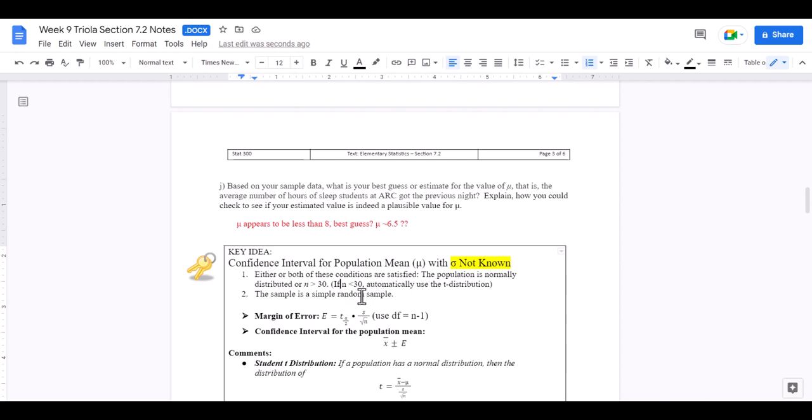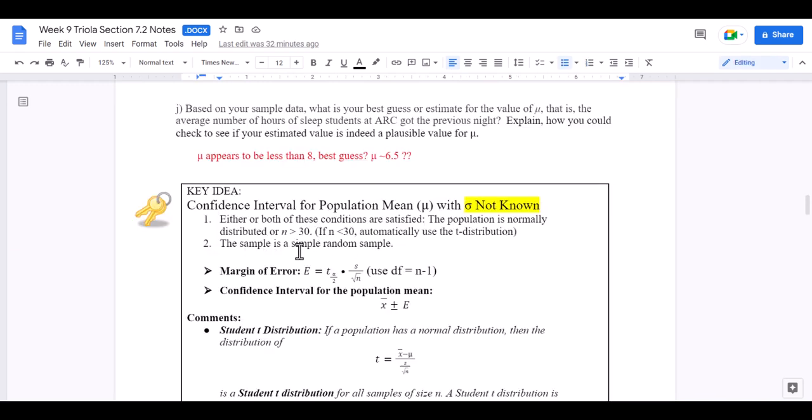I do have a slight convenience sample, but technically you guys are a sample of ARC students, so I can say it's a simple random sample. So in order to find the confidence interval, we need the margin of error, which is E equals t alpha over 2, so this is our critical value, times the standard deviation given to us by the central limit theorem. So s over root n, right?